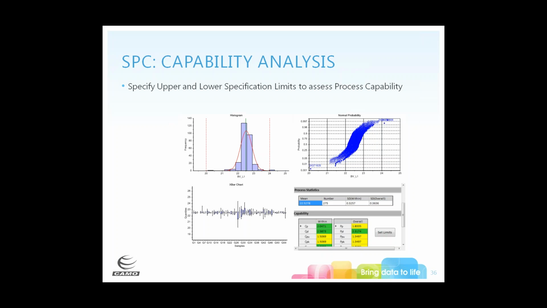And then there's a capability analysis as a next step in SPC. Here you specify upper and lower specification limits to assess the capability of the process. How capable is the process? How many defects can be expected? What is the percentage of defects that is allowed in the process?